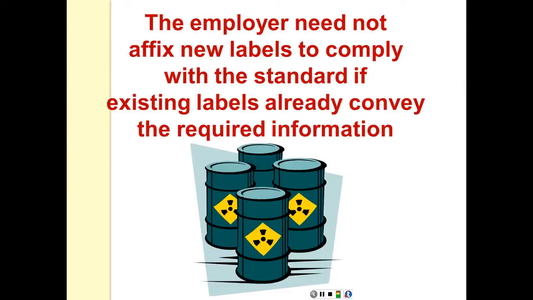The employer need not affix new labels to comply with the standard if existing labels already convey the required information. So what can you learn from these barrels, for example? They are basically radioactive. So that can be a radioactive material from a nuclear power plant, disposed of fuel or something like that.